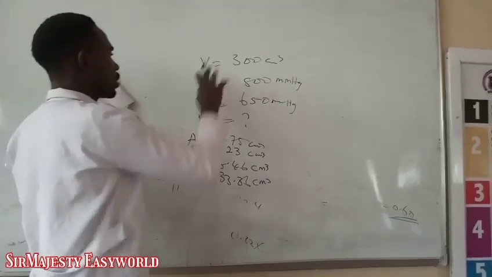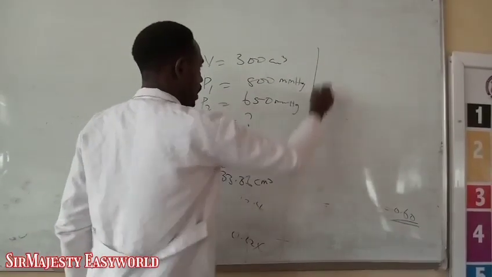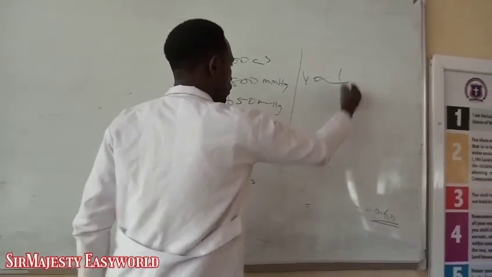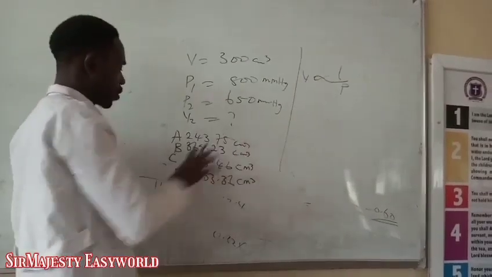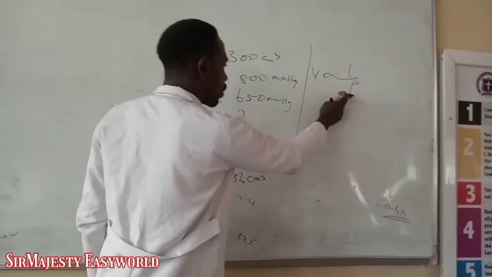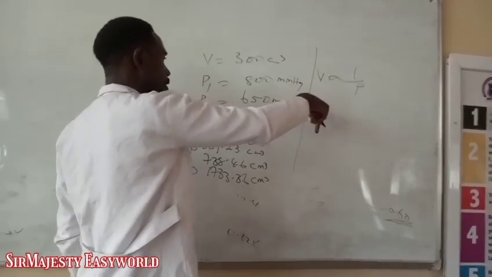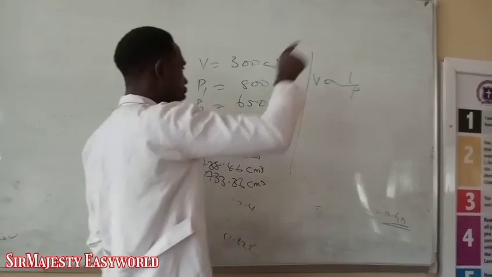Then watch this. This is based on Boyle's law, right? Yes. And Boyle's law is telling us that the volume of a given mass of a gas is inversely proportional to the what? Pressure. If you know this law, you don't even need to waste time to solve this. What this law is saying is that if volume increases, pressure will decrease. And if pressure increases, volume will decrease. The other way around, pressure decreases means that volume will increase.